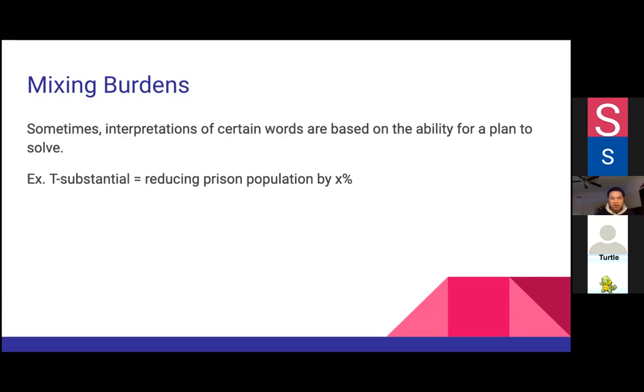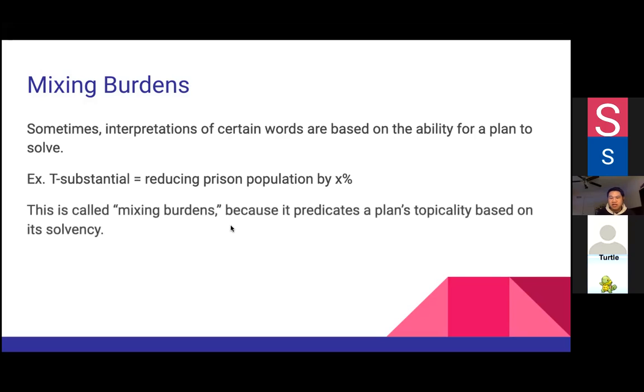Some debaters might go into a round and read that substantial criminal justice reform reduces the prison population by this much, X%. This basically mixes burdens because it says your plan is only topical if it can reduce the prison population by this much. If you're reading a mandatory minimums AFF and one of your advantages talks about reducing overpopulation within prisons, at that point you're beginning to mix topicality with solvency, because the negative read this substantial argument and says you're only topical if you can solve for this much of mass incarceration. At that point, you're mixing burdens because it blurs the lines between what is topicality and what is solvency.